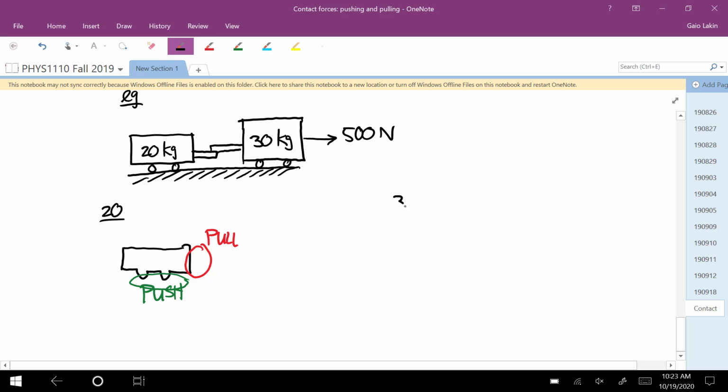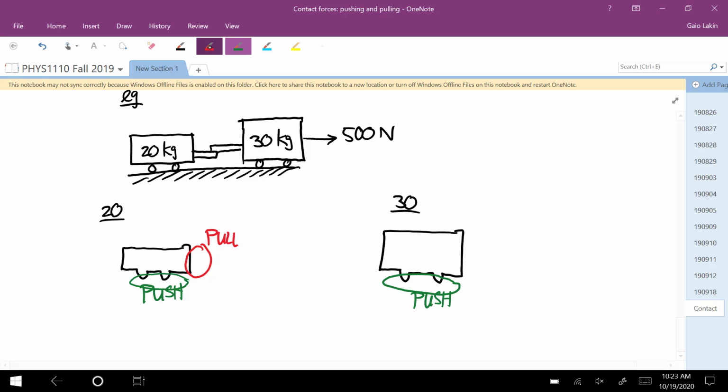What about the 30 kilogram cart? What's going on with that one? Well, again, there's a pushing force that's keeping the cart from sinking into the ground. And again, the force that's applied on this side could be replaced by a string, or the contact could be replaced by a string contact. So this is a pulling force. And so these two red forces are the things that we're talking about now.